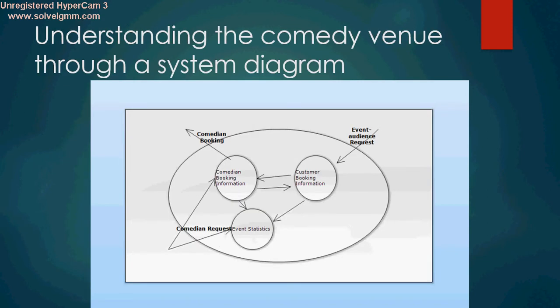Moving on to the system diagram. Now, a system diagram has three main elements, which are the admin, the comedian and the customer. These external entities are going to want to perform certain tasks through the system, such as booking tickets. For example, the comedian could request in, and then the output would be a comedian booking. The audience could request in as well.